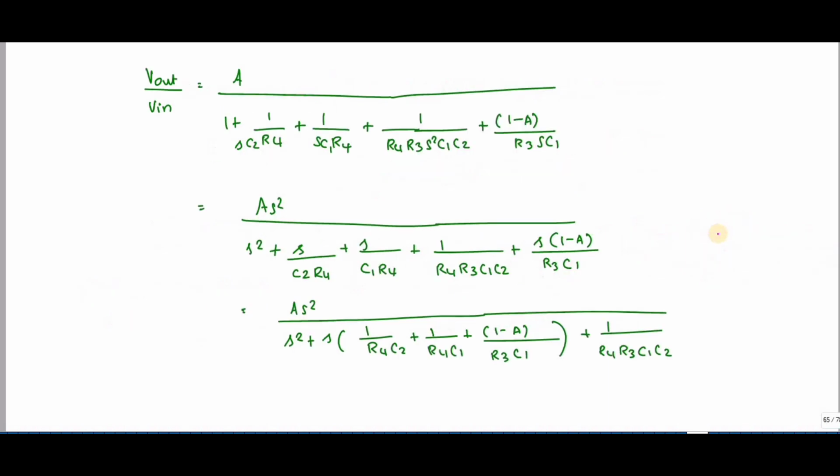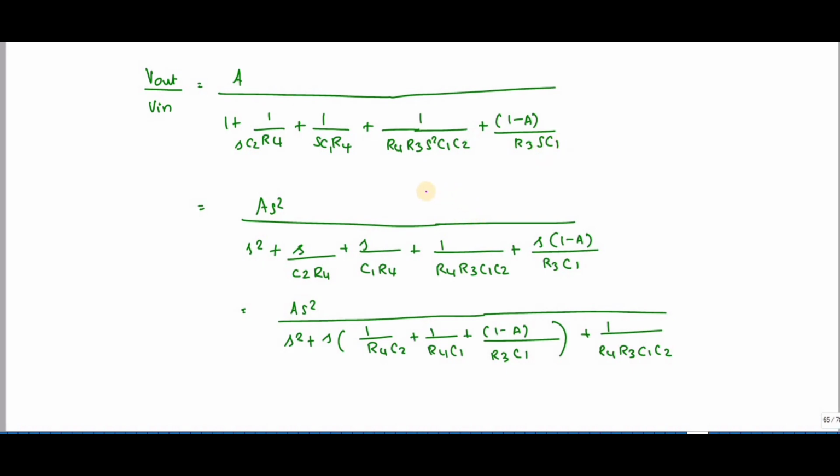So if I substitute, I will get A divided by 1 plus S divided by 1 divided by S square C1 C2 R4 plus 1 divided by S C1 R4 plus 1 divided by R4 R3 S square C1 C2 plus 1 minus A divided by R3 S C1. Okay.